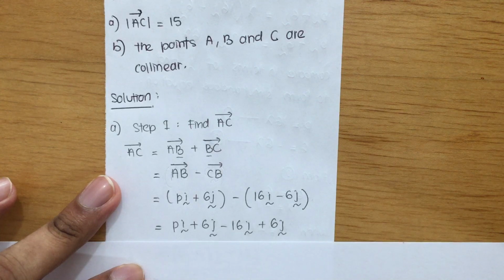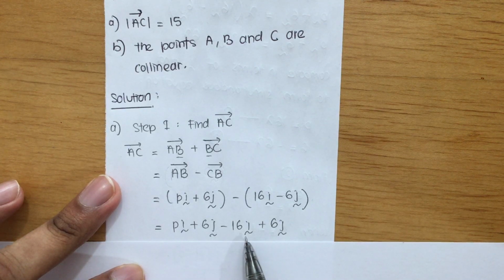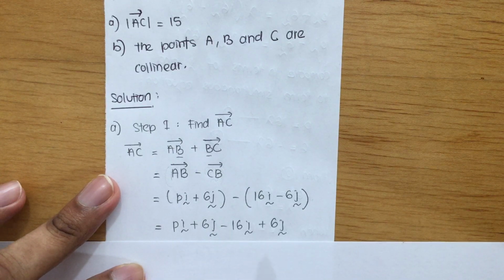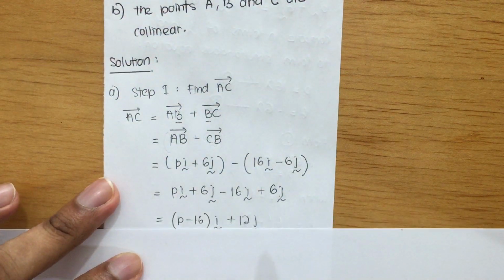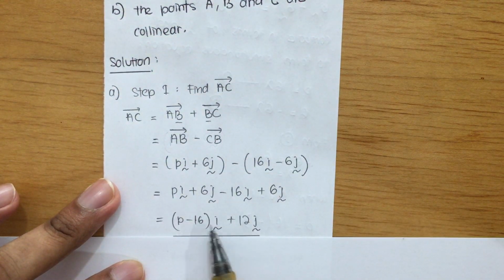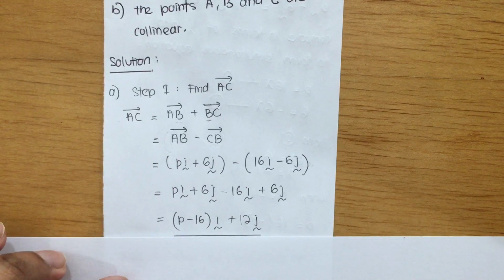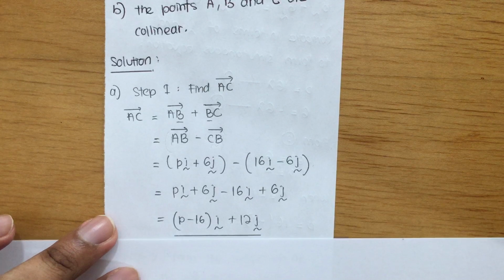So you can combine the whole expression, which you'll get Pi plus 6j minus 16i plus 6j, because negative you get here positive guys. So plus 6j. Okay, the component i you can group them separately, and the component j you can add them together. So from here you will get P minus 16 in a bracket i plus 12j. So this is your first step guys. Okay, we have already found our vector AC.